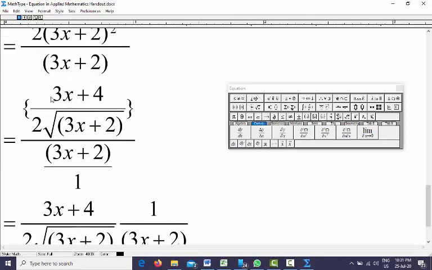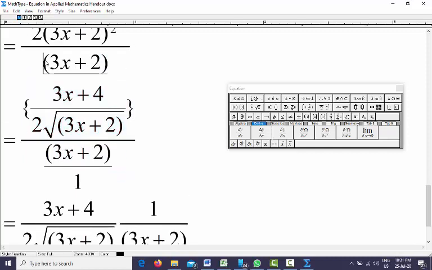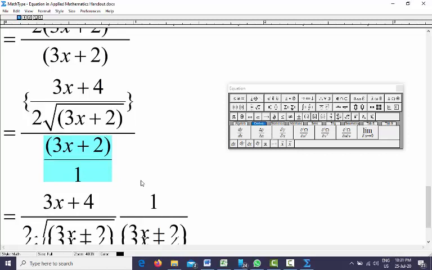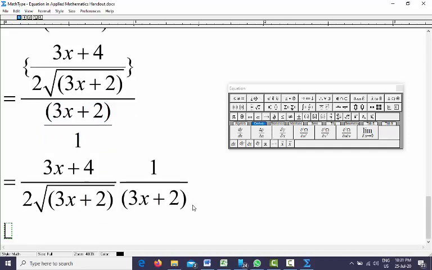I am repeating again, whatever fraction you have in the numerator will stay as it is, and in the denominator we have only 3x plus 2, so nothing below it. There is a 1 below this one, and this one will be just reversed. So we will have 1 by 3x plus 2. Now this one will get multiplied by this one, and 3x plus 4 will get multiplied by 1.